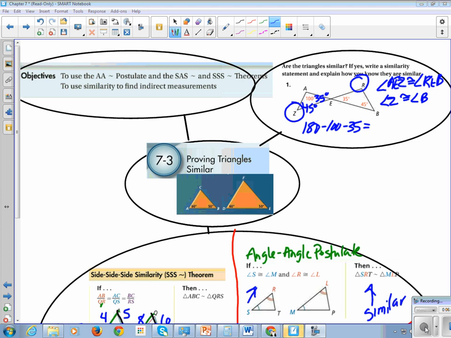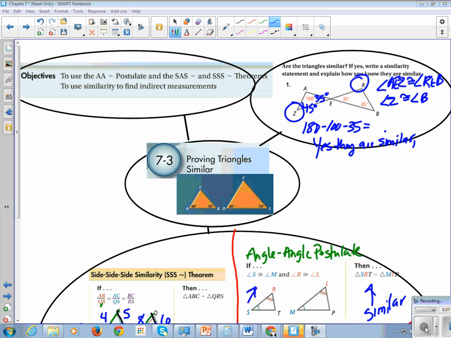So are the triangles similar? Yes, they are similar. Always go back and read the question, because we do all this math chugging around, and if we are not looking at the question, sometimes we solve for x, but they don't want x, they want the similarity statement. So if yes, they are similar.